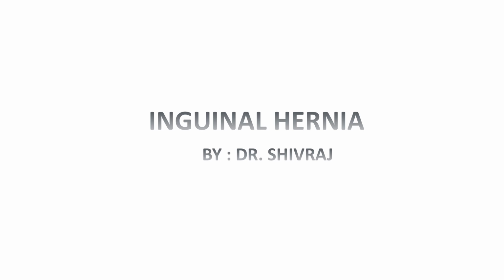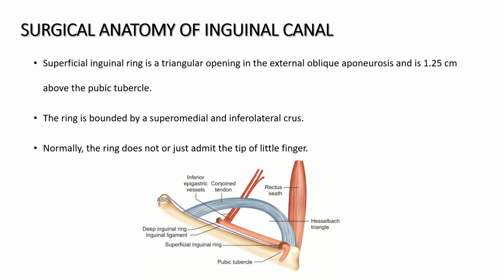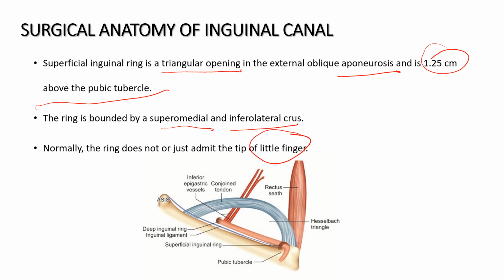So let's begin. Surgical anatomy of the inguinal canal. The superficial inguinal ring is a triangular opening in the external oblique aponeurosis and is 1.25 cm above the pubic tubercle. The ring is bounded by a superior, medial, and inferolateral crus. Normally, the ring does not admit, or just admits, the tip of the little finger, as you can see in the diagram.